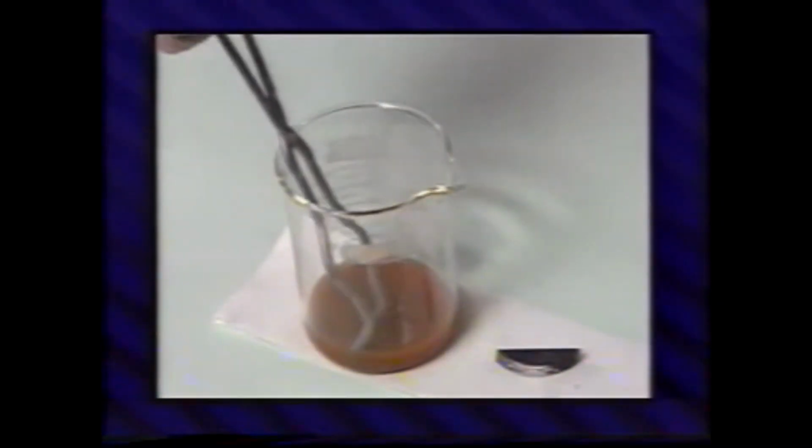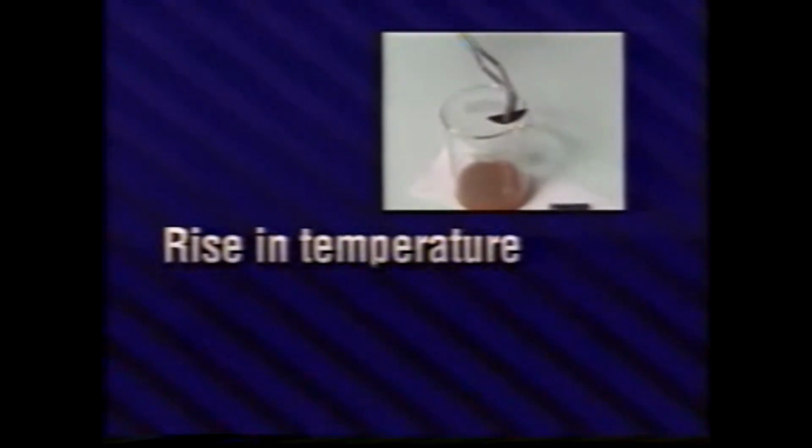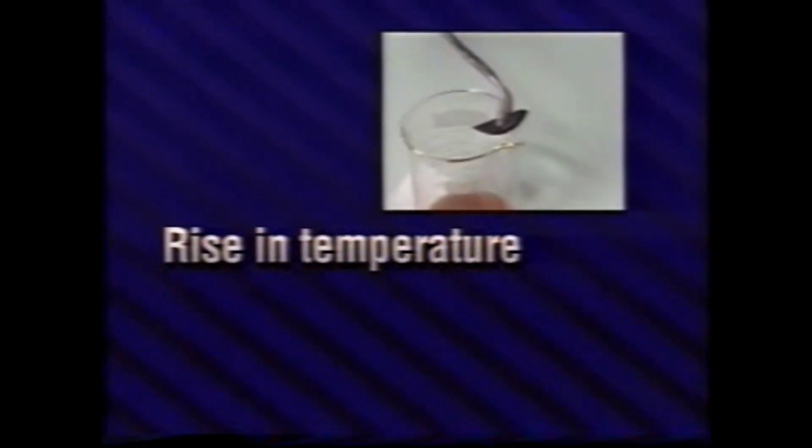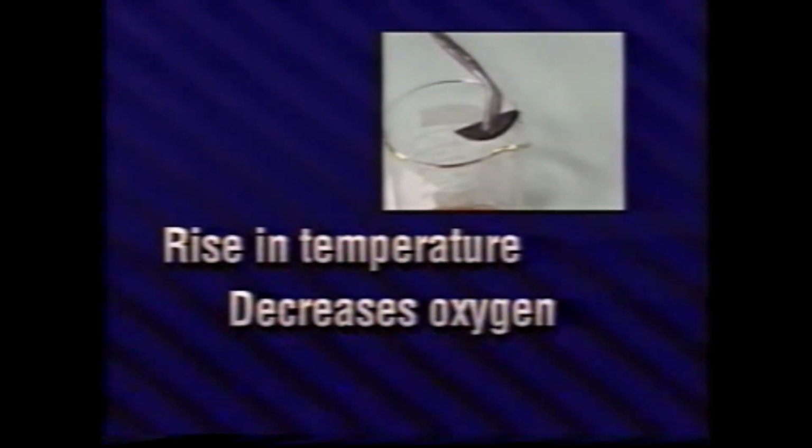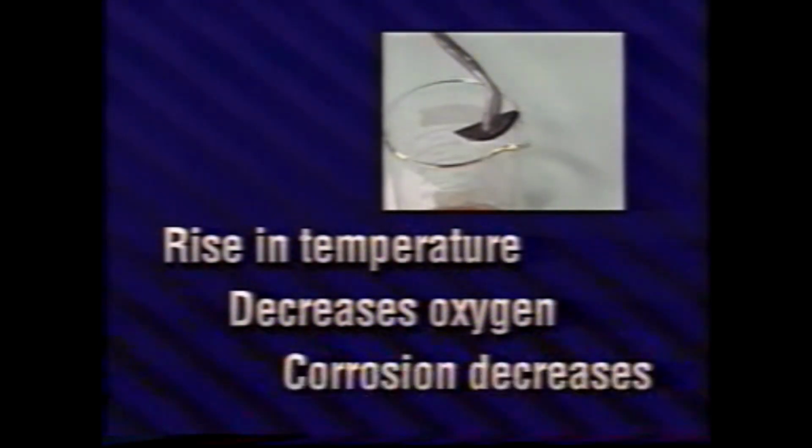Steel is immediately attacked when immersed in water, but as the water temperature is raised, the oxygen content decreases, so the oxidation or corrosion of the steel decreases. Corrosion also decreases when a rise in temperature results in the formation of a thin protective film on the metal surface, or in passivating the metal.